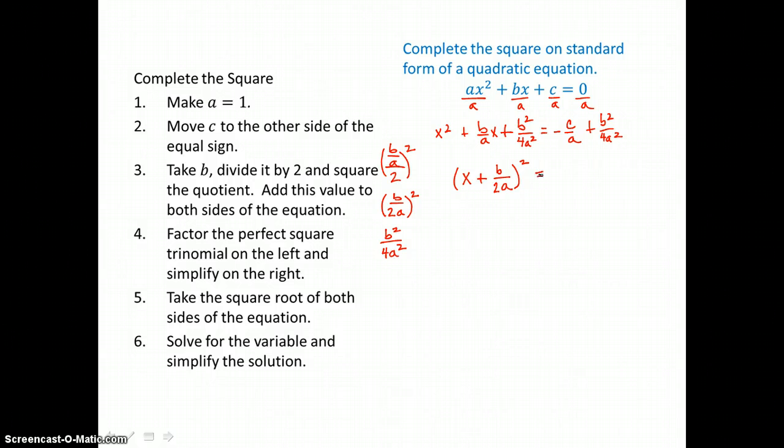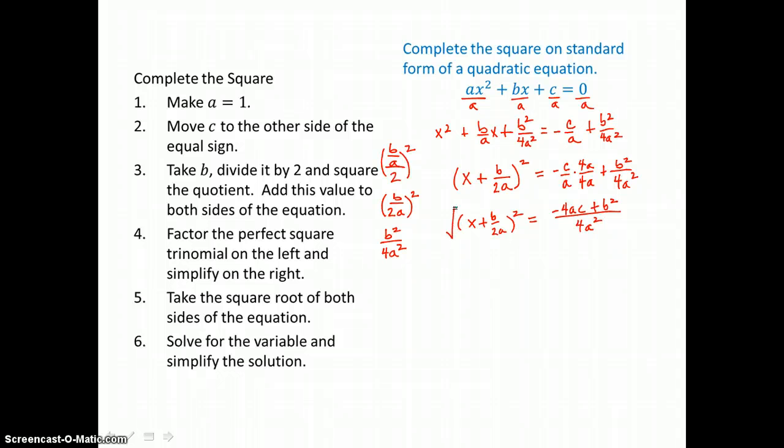Okay, on the right-hand side, I need a common denominator in order to add these two fractions, and that common denominator is going to be 4a squared. So I'm going to multiply this first fraction by a form of 1, 4a over itself, so that I get a common denominator. Okay, and now on the right-hand side, simplifying, adding my numerators and putting them over my common denominator, I get negative 4ac plus b squared over the common denominator of 4a squared.